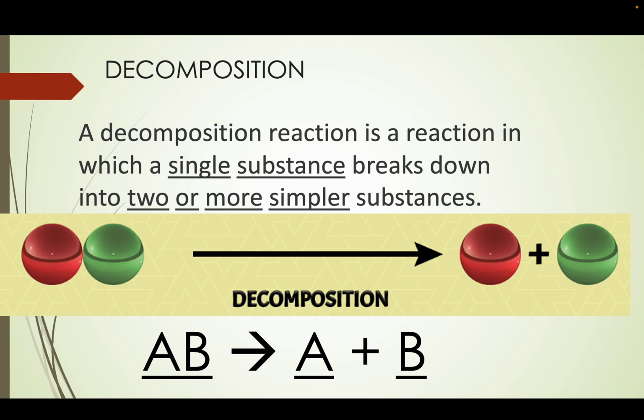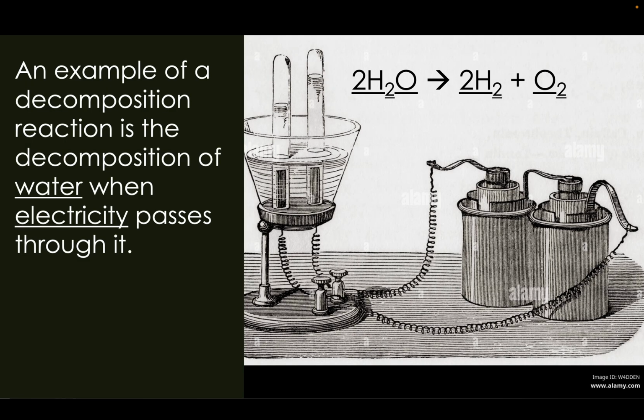So in this case, AB, a single compound, becomes 2 different elements, A plus B. But again, just keep in mind that A and B, it doesn't have to be an element. It could be a compound within the more complicated compound that you have at first. Okay. One example of a decomposition reaction would be the decomposition of water. This is called electrolysis. When you pass electricity through water, you will get hydrogen gas and oxygen gas. So you have a compound, water, and then the compound is broken down into 2 simpler substances that are hydrogen and oxygen.